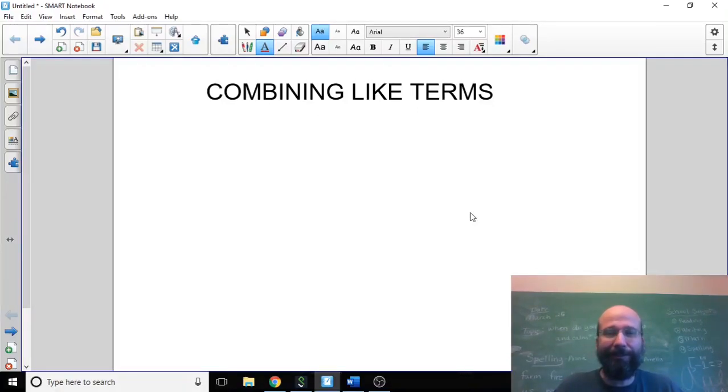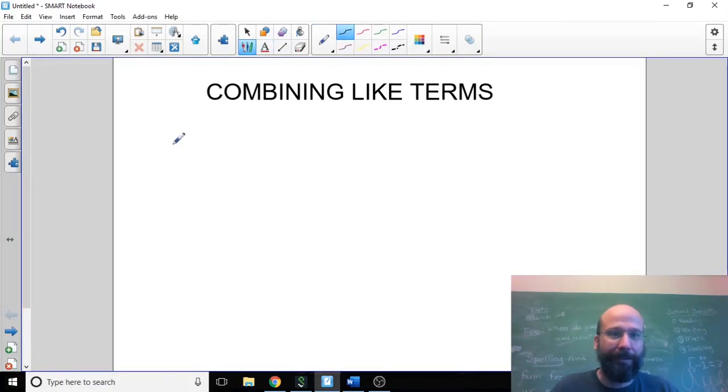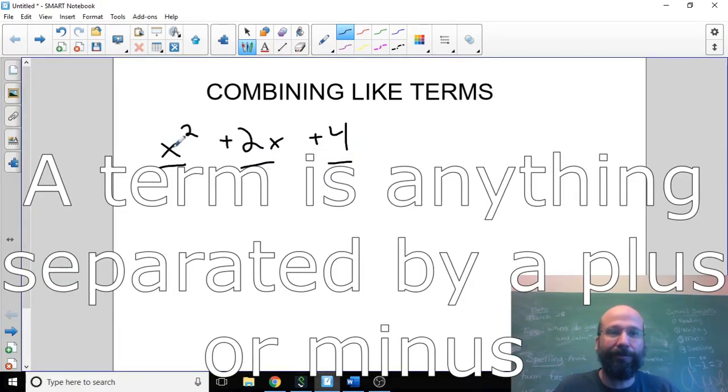Welcome back. Today we're going to be talking about combining like terms. One of the easier things that you're going to learn in my math class is combining like terms. So a term, let's give you an example here, x squared plus 2x plus 4. A term is each one of these. This is a trinomial. It has 3 terms, right? So 4 minus 2x has 2 terms.